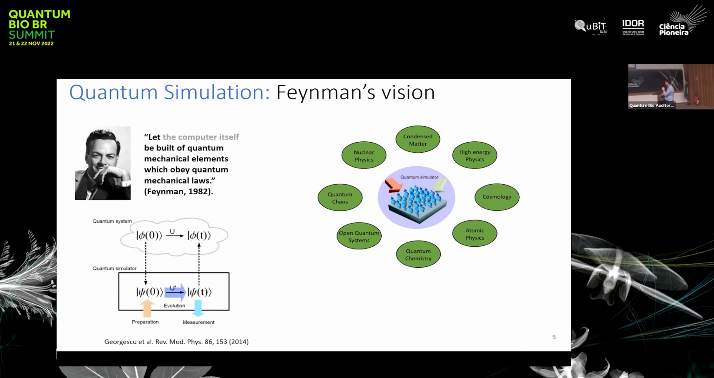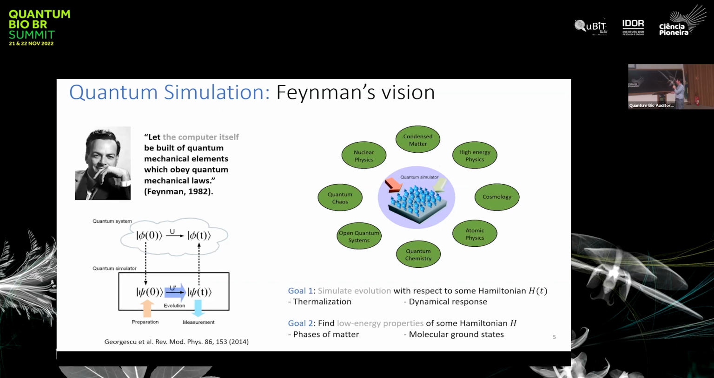And it tackles this problem in 2 different directions. The first one can be to simulate the evolution of certain time-dependent Hamiltonians, and therefore to understand, for example, some response of our quantum mechanical system. Or alternatively, to find the low energy properties of some complicated quantum system, to discover, for example, certain exotic quantum phases of matter, or in the context of quantum chemistry, to compute the molecular ground states of certain complicated molecular complexes.